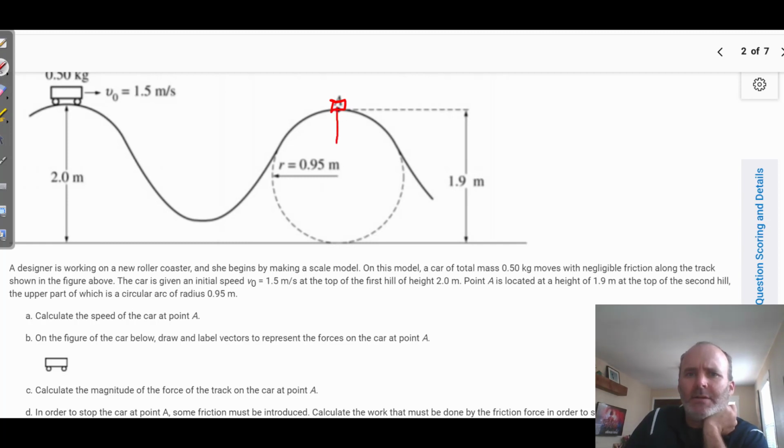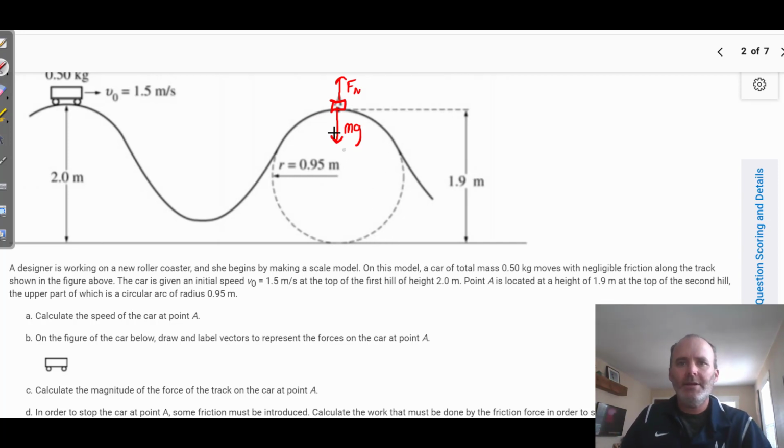Well, I have gravity, I have mg, and I also have another force. I have the normal force. And this normal force is actually going to be a little bit less than the weight. And you can think about that. Like if you're going fast and you're going to go up over the top of this peak, you're going to feel a little weightless. So that means that the track is pushing on you less.